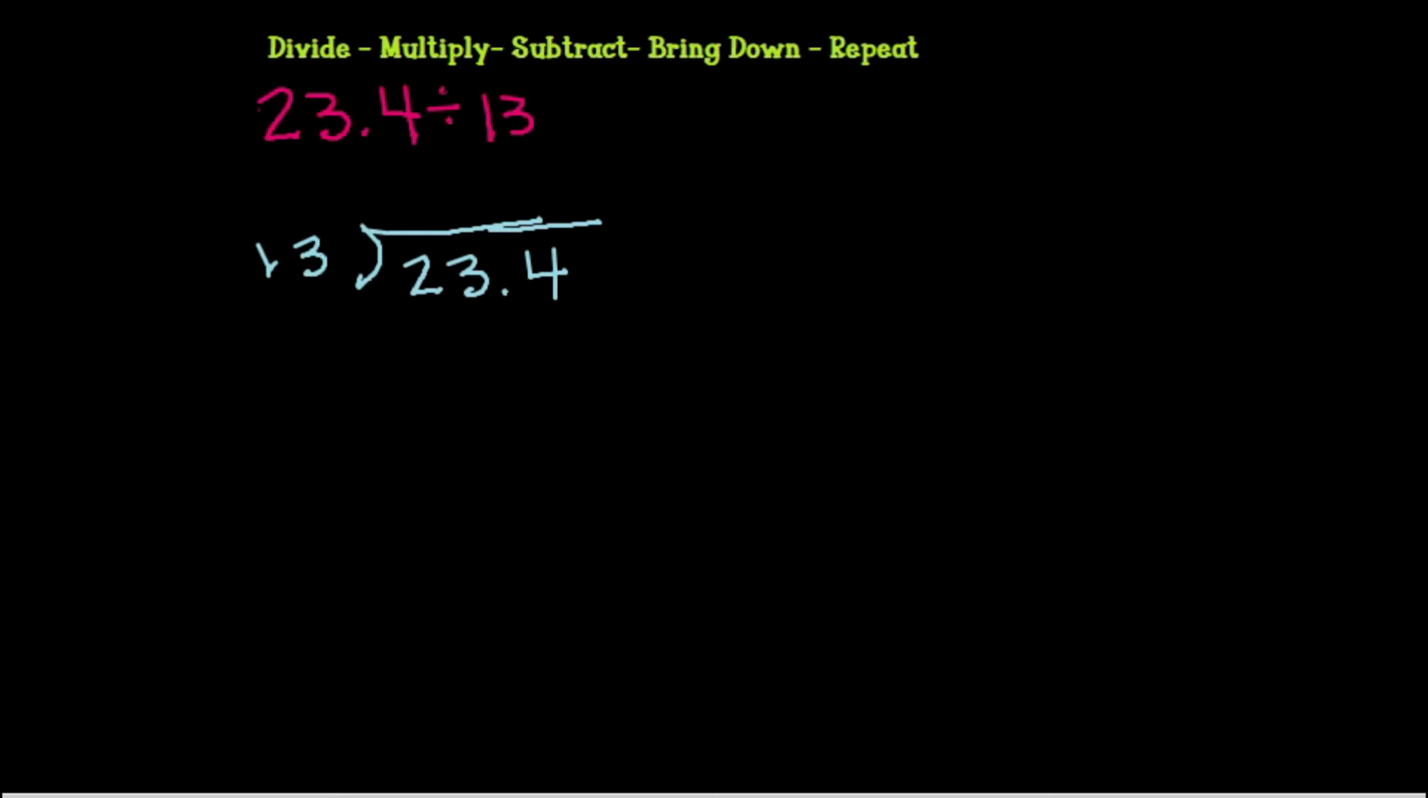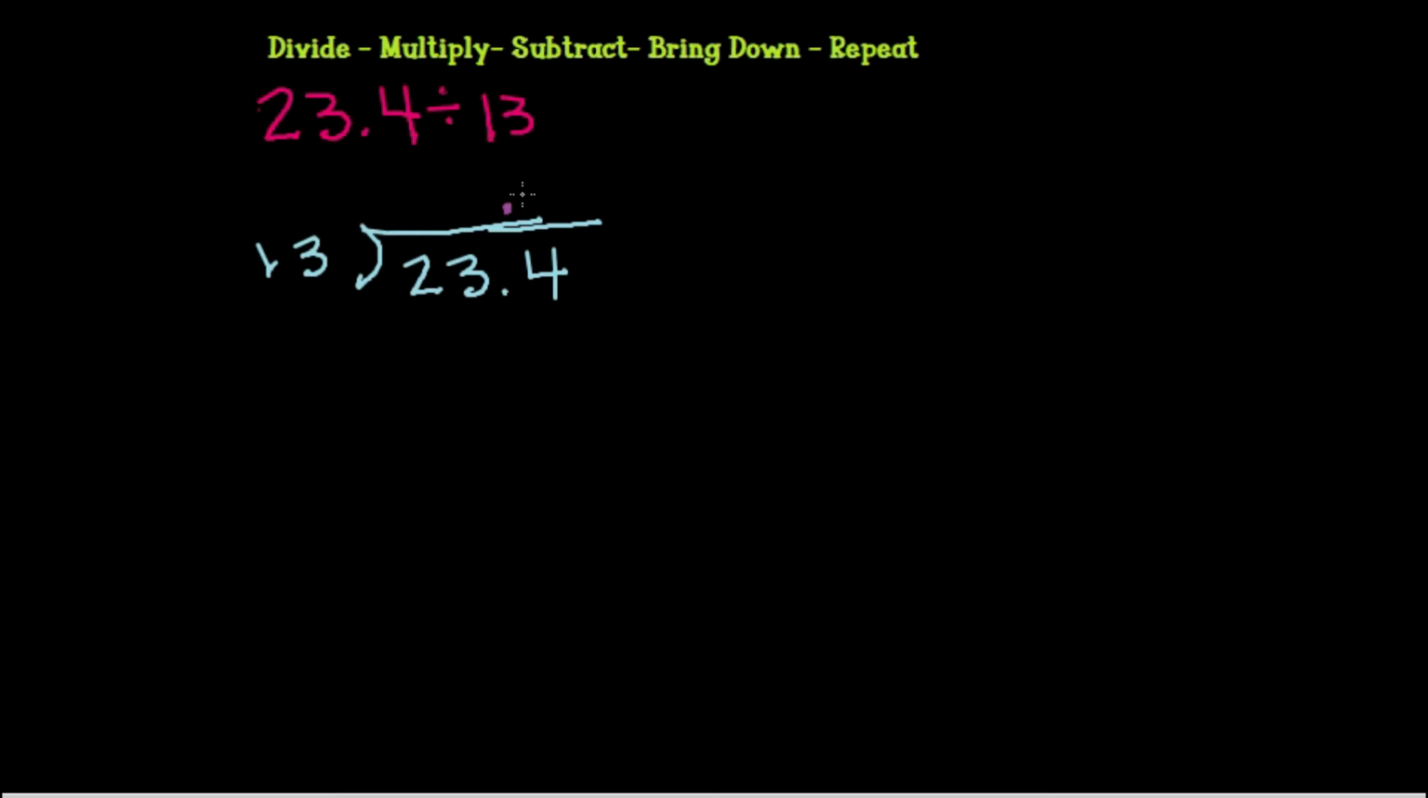As we did before, the first thing we do when we realize that the divisor is a whole number is to bring our decimal point straight up. So that's exactly what I will do right now. I will bring my decimal point straight up. Okay, there we have it. It is aligned.